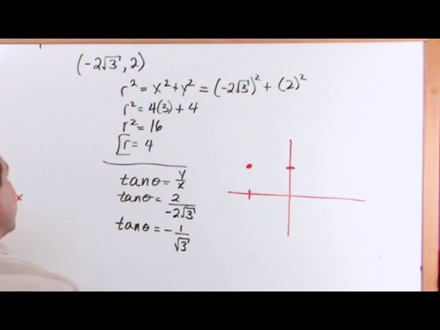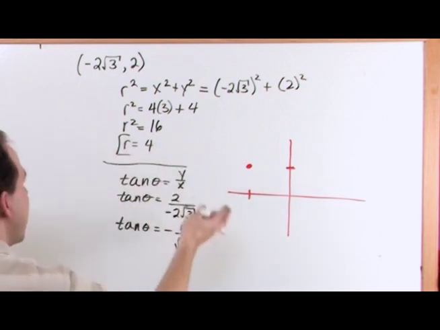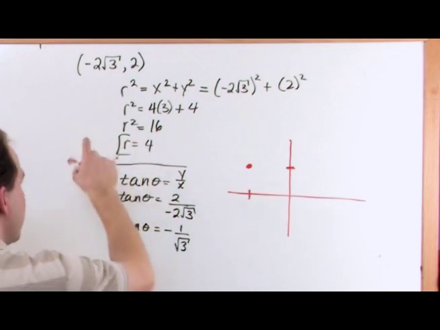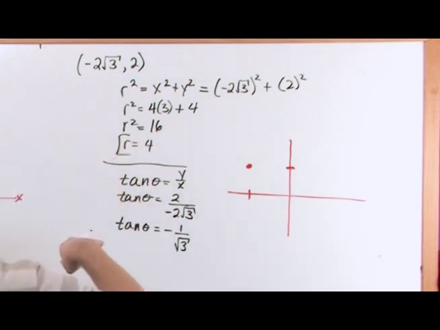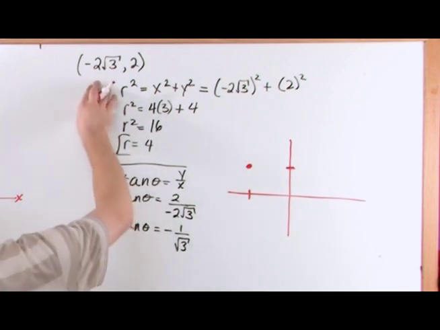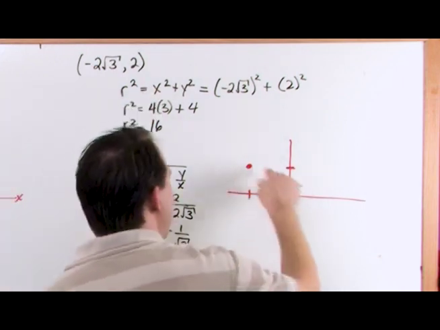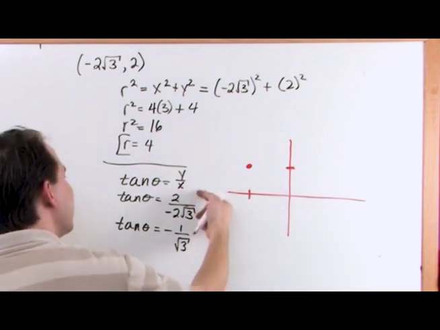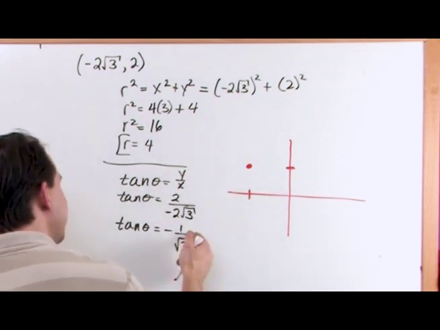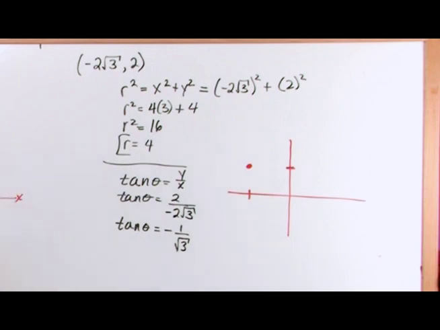The reason is because of the coordinates x and y. In the last problem, x was positive, y was negative. In this problem, x was negative, y was positive. So it kind of maps it to the other quadrant. But when you divide y by x, as long as one or the other is negative, you're still going to get the same value here. That the tangent of theta is equal to negative 1 over square root of 3.